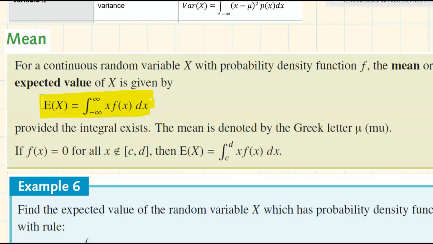And what do you notice about that formula there? What's kind of snuck into the integral? Yeah, we have to multiply the probability density function by X. And we also will use this Greek letter mu, which is basically like a bit of an M with a larger tail at the beginning to represent the mean as well.